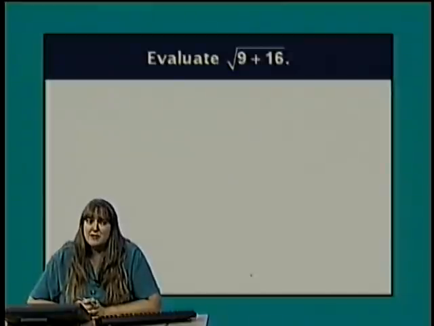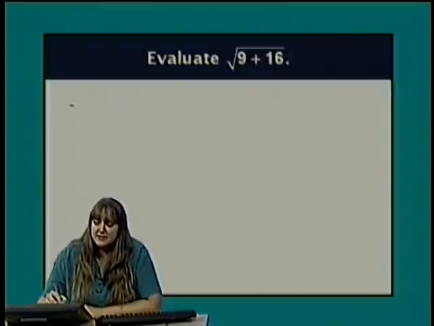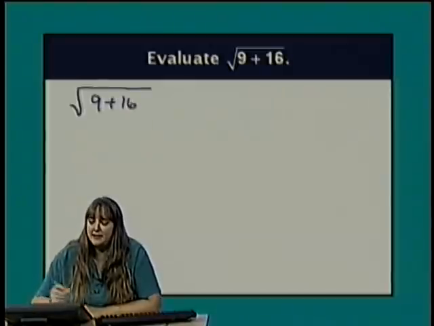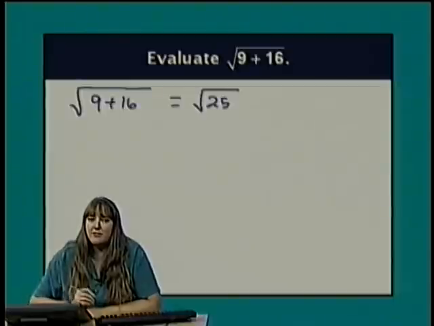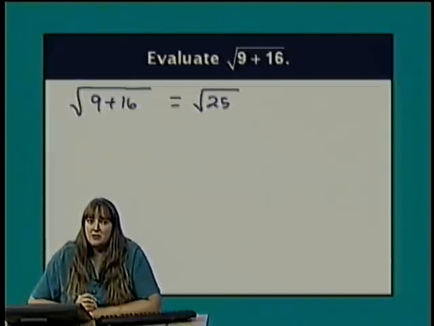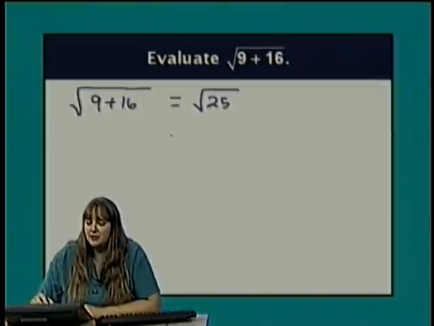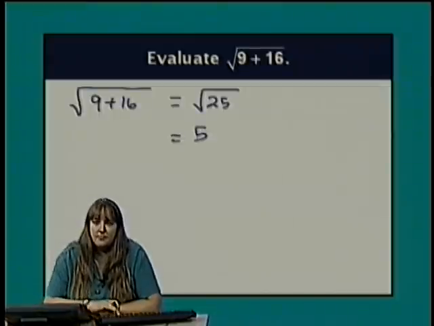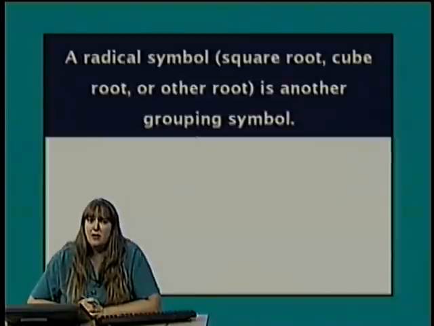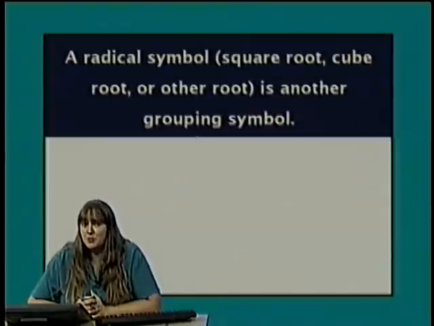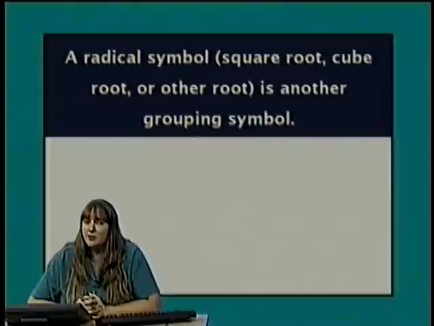Now let's evaluate the square root of 9 plus 16. If I add 9 and 16, I get 25. So I'm finding the square root of 25. What I need to look for here is what positive number squared gives me 25. That number is 5. A radical symbol, which could be a square root like we just looked at, a cubed root, or any other root for that matter, is another grouping symbol.